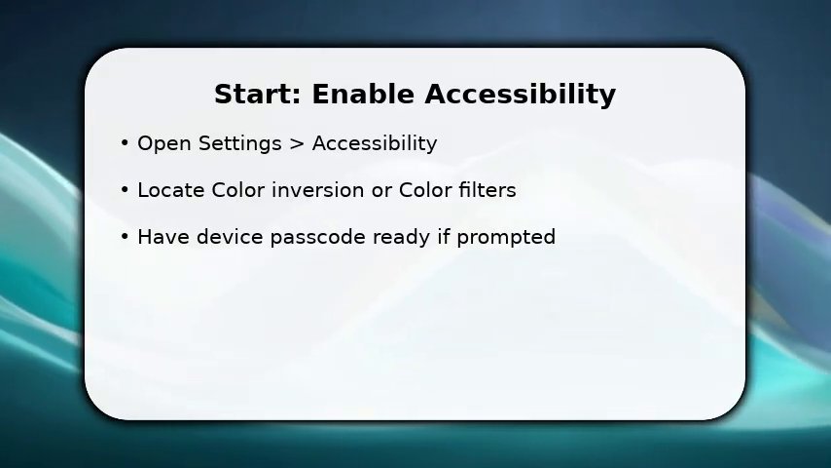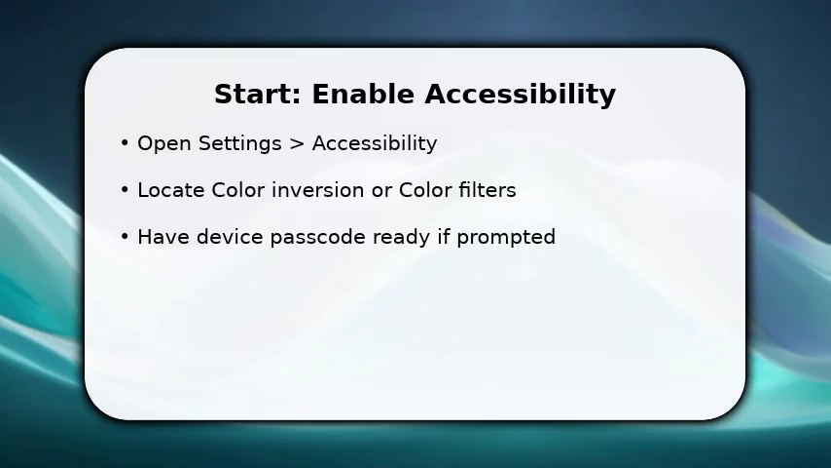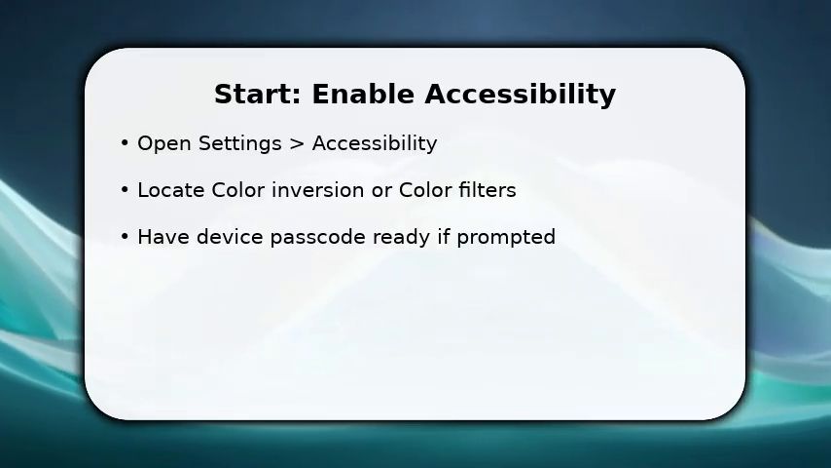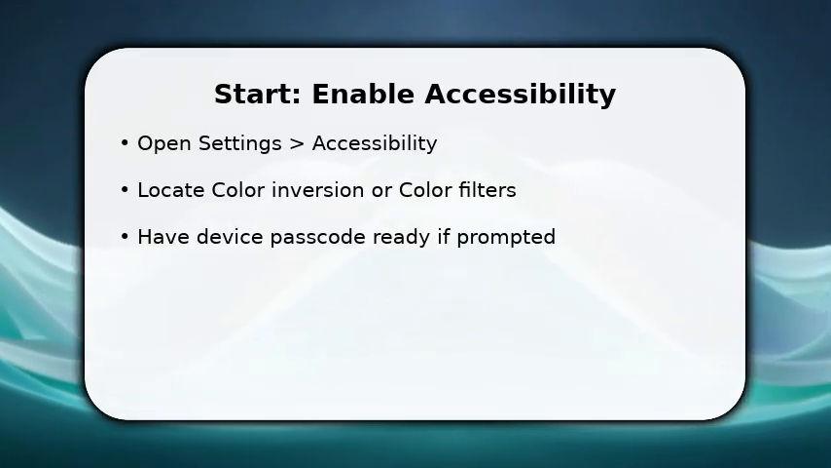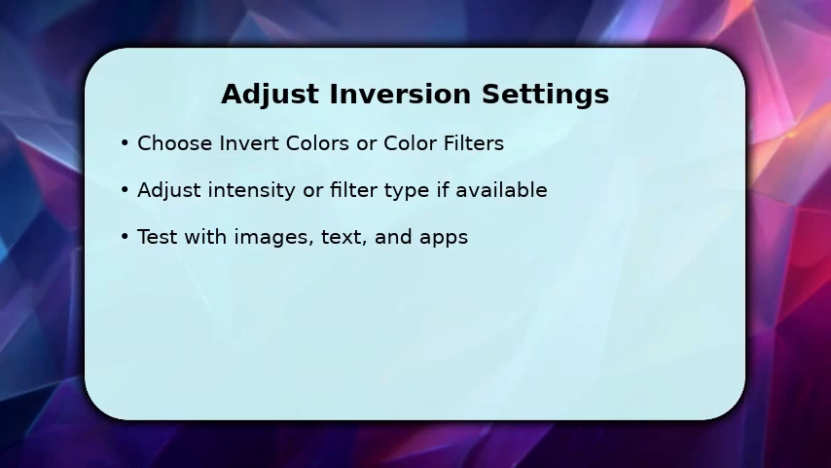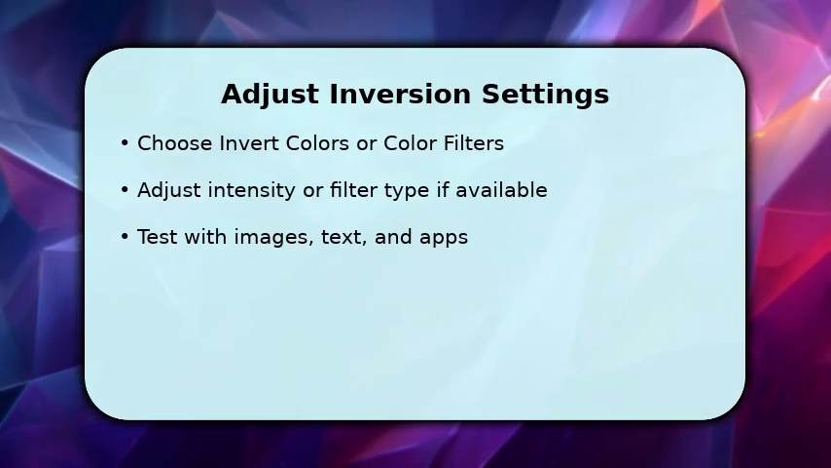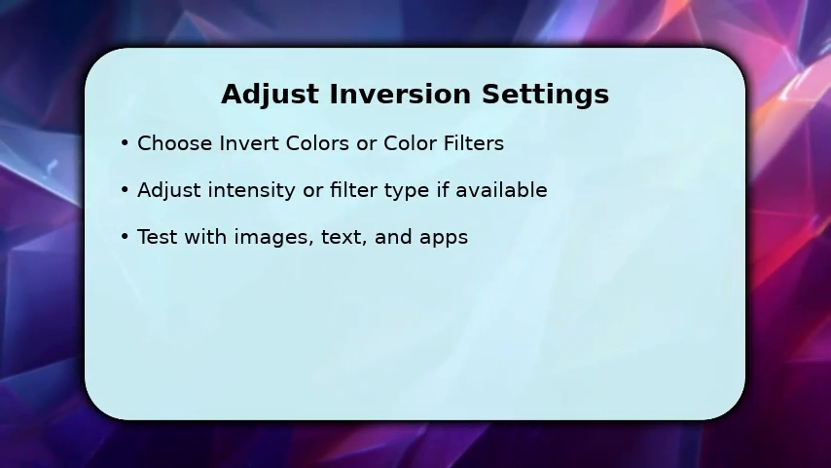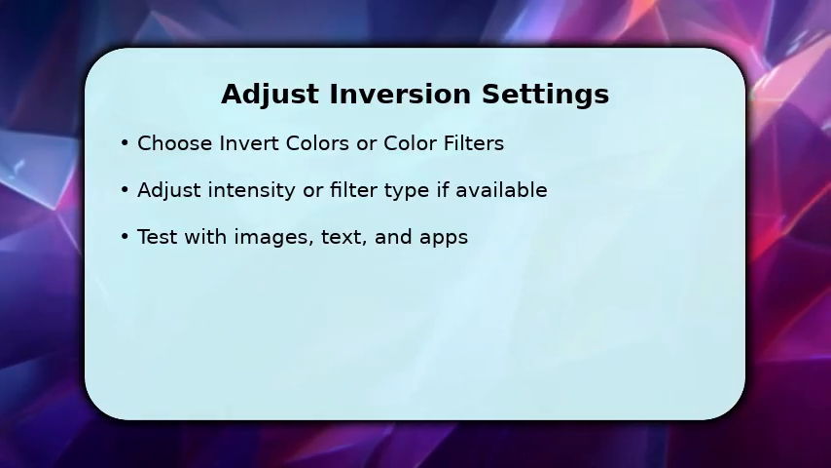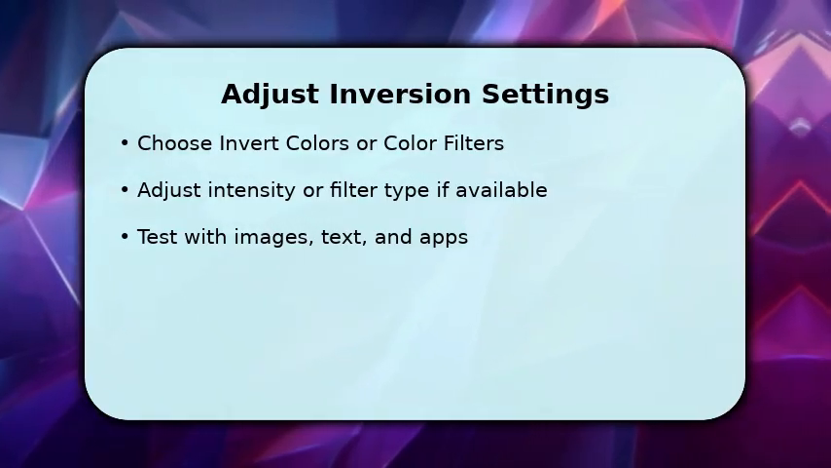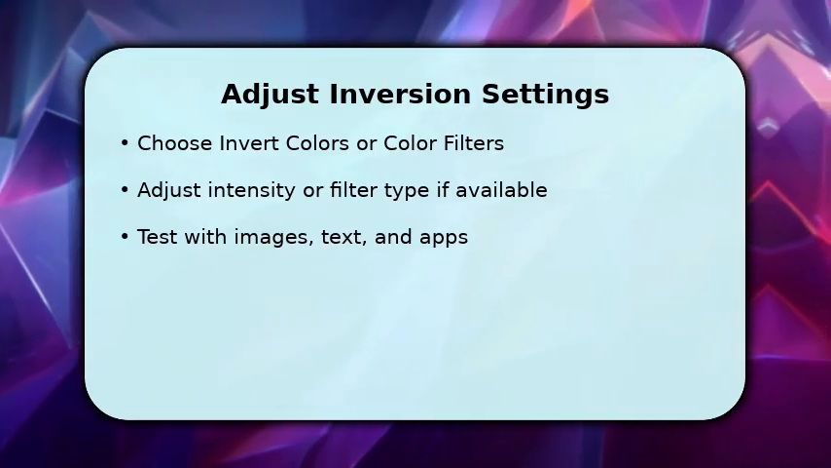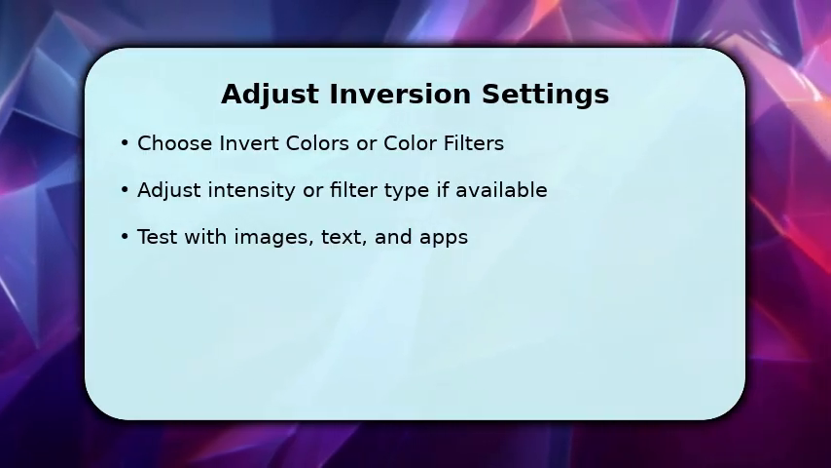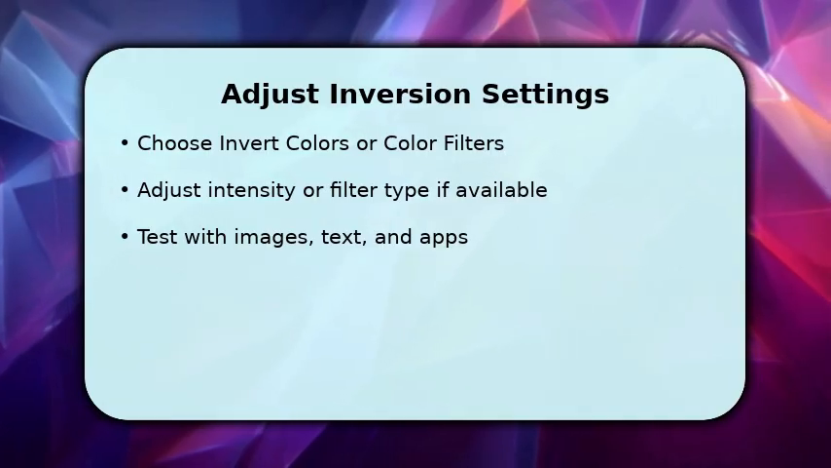You do this first because flipping a single switch gives instant visual feedback, so you can confirm the effect before adjusting any additional options. Now you refine the change. Select invert colors or pick the specific color filter that matches what you need. You might see modes like Smart Invert, Classic Invert, or presets for grayscale and high contrast. Pick the one that preserves images correctly.